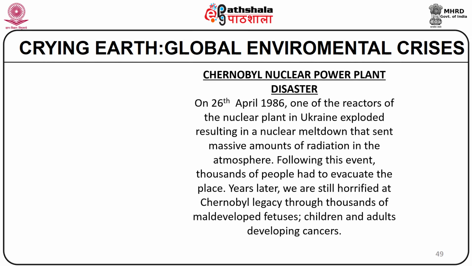On 26th April 1986, one of the reactors of the nuclear plant in Ukraine exploded, resulting in a nuclear meltdown that sent massive amounts of radiation into the atmosphere. Following that event, thousands of people had to evacuate. Years later, we are still horrified at Chernobyl's legacy, through thousands of malformations, as children and adults develop cancers.